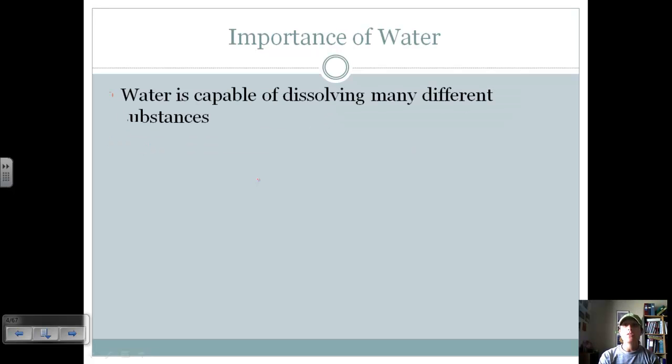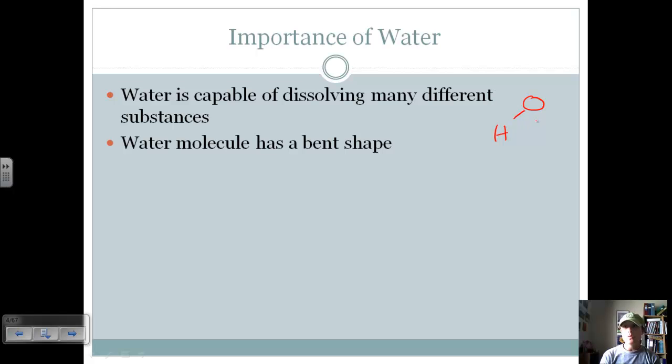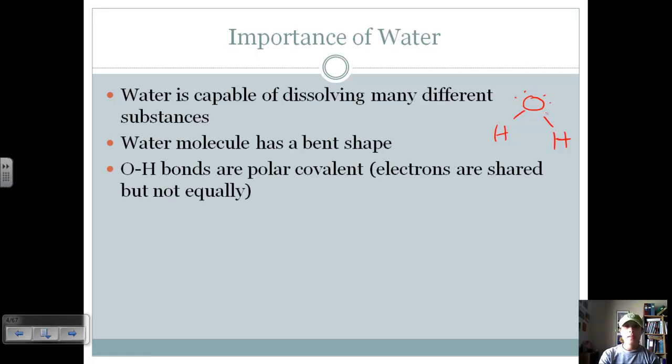Okay, so since it contains water, let's talk a little bit about water. Water is really important because it's capable of dissolving lots of different types of substances, and the reason for that is based on its chemical structure. Water has a bent shape, so you've got your oxygen and then your two hydrogens, and it gets that bent shape because we have our two lone pairs up here pushing the hydrogens down.